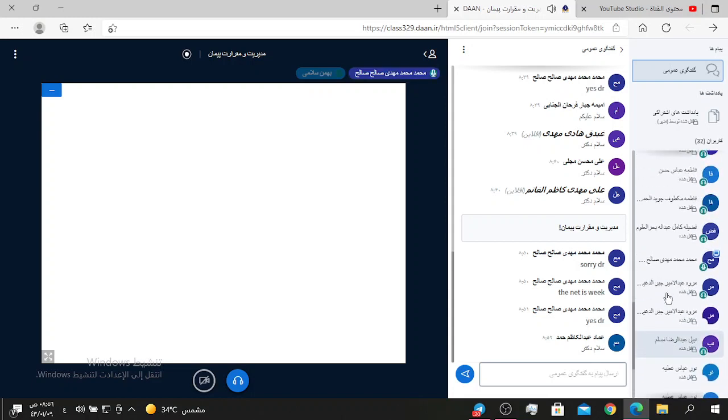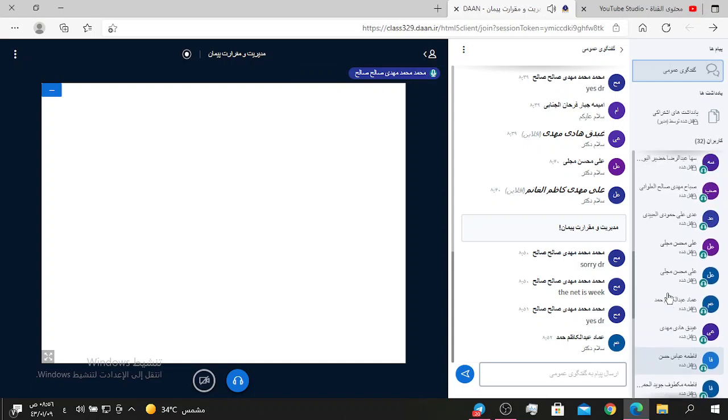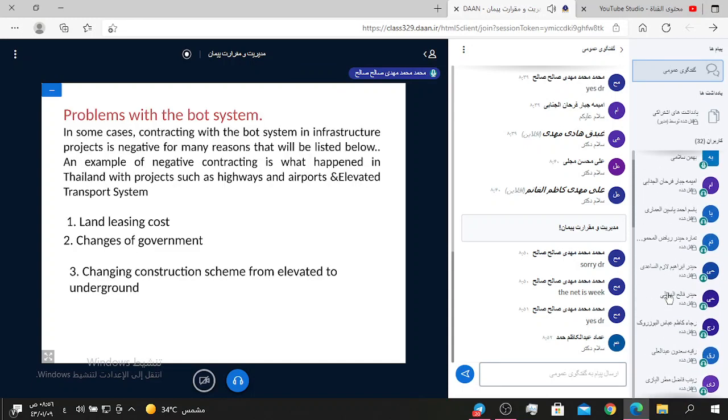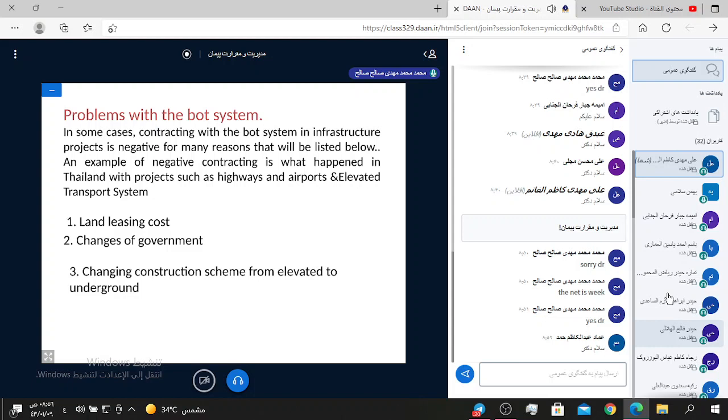Problems with the BOT system. In some cases, contracting with the BOT system in infrastructure projects is negative for many reasons that will be listed below. An example of negative contracting is what happened in Thailand with projects such as highways and airports and regulating the transport system. Number one, land leasing cost. Number two, change of government. Three, change of contractor, switching from elevated to underground.